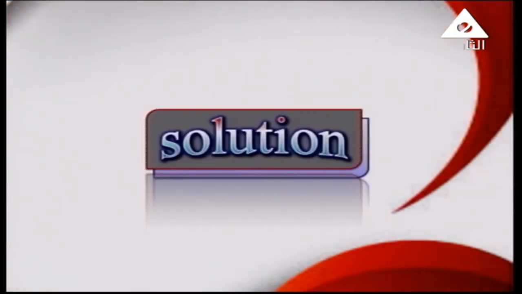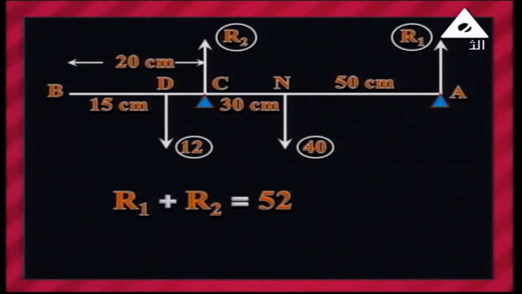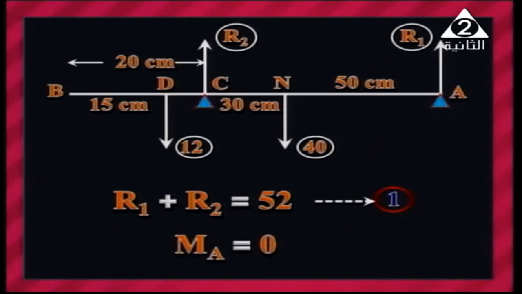My dear student, we have AB, a uniform rod. Look at the first condition: R1 plus R2 equals 40 plus 12 equals 52. This is equation number 1. Moment about A equals 0, to find the value of R2. If we find R1, we must take moment about what? About C, to remove R2 and find R1.